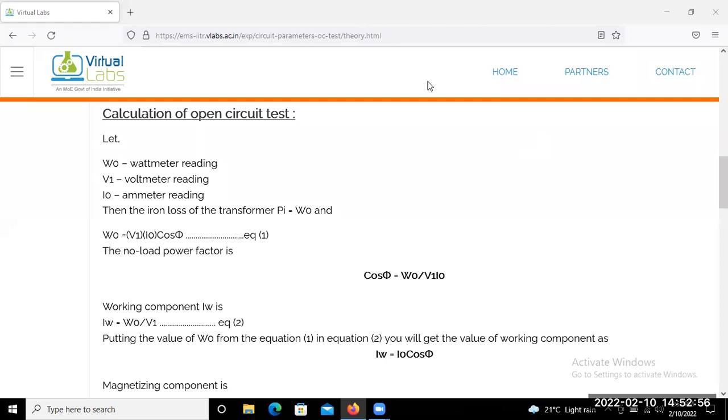Supply voltage by resistance. V equal to IR. That means if you want to find RC, it is V1, the supply voltage, divided by IC, is it not? That means the core loss current of the exciting current. Then we can find another parameter, the magnetizing reactance, that means XM.